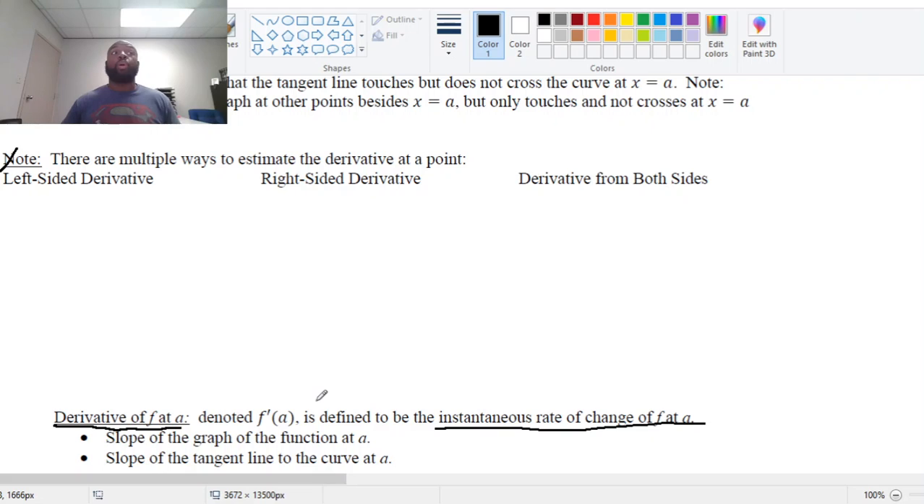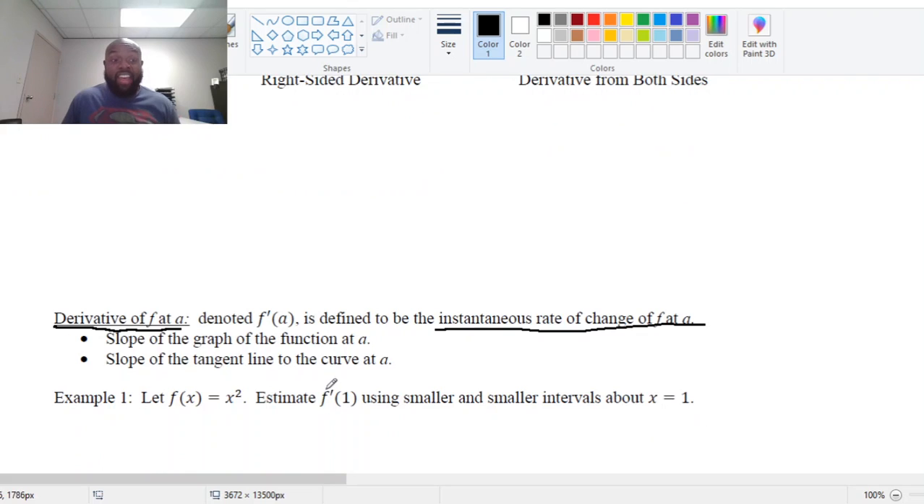So instead of using the words find the instantaneous rate of change of your function at x equals a, I can just say find f prime of a, or I can say find the derivative of the function at a. Other ways that I can say that is the slope of the graph of your function at a, and it's also the slope of your tangent line to your function or your curve at a, right? All of these words are synonymous, right?